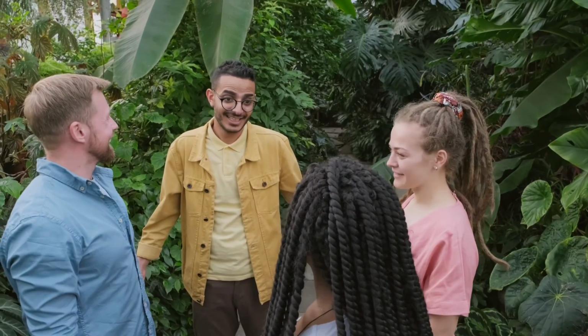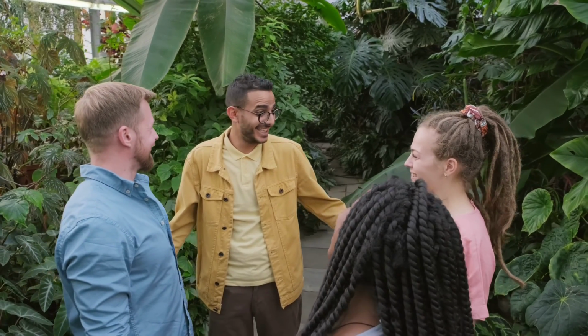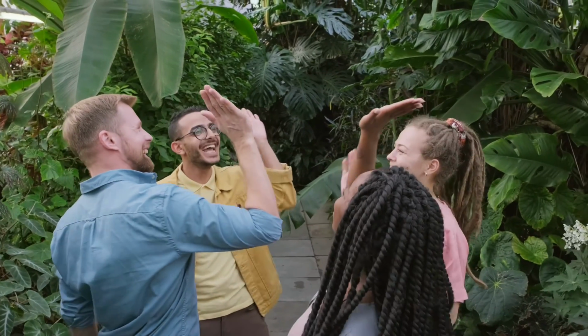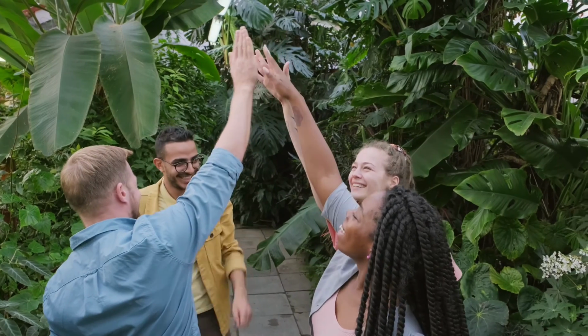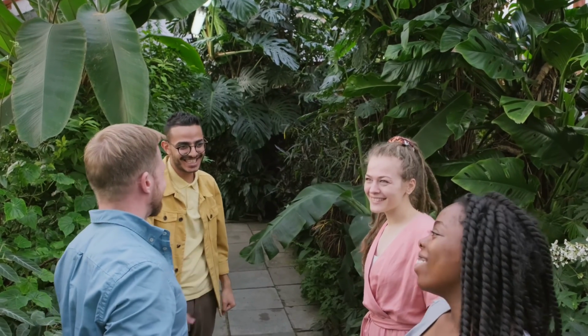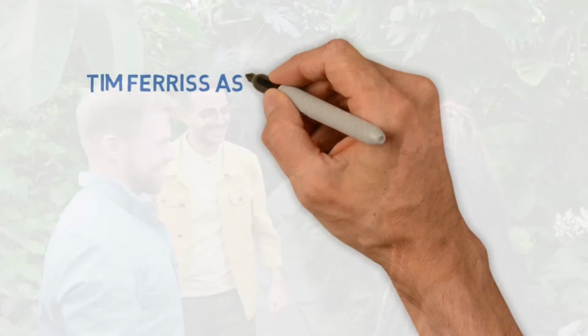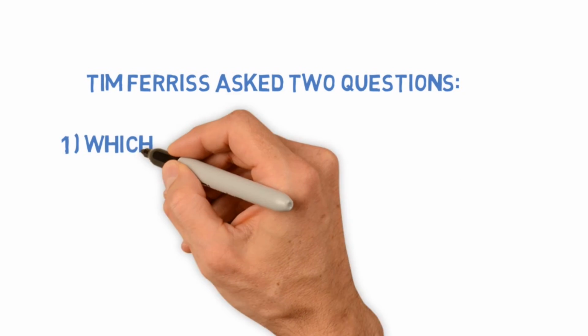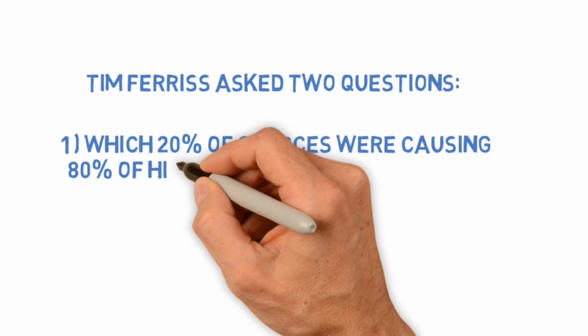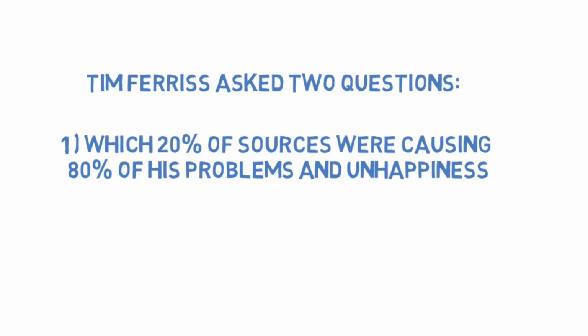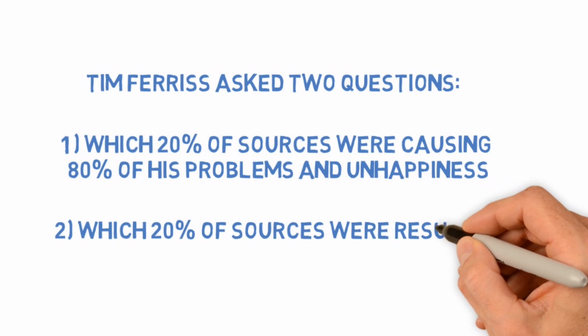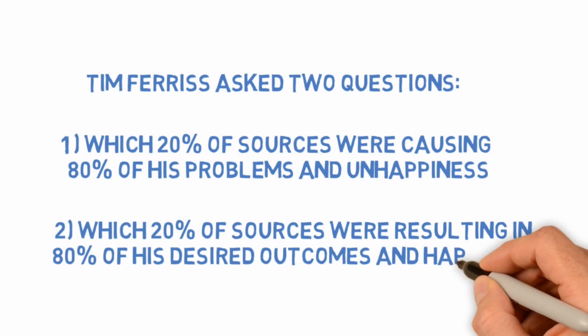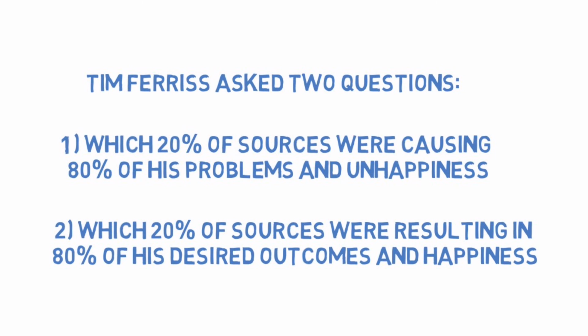However, what I like about the 80-20 principle is that it can be used for any area in your life. In his book, The 4-Hour Workweek, Tim Ferriss talks about how he dissected his business and personal life through the lens of 2 questions. The first question was, which 20% of sources were causing 80% of his problems and unhappiness, and the second was, which 20% of sources were resulting in 80% of his desired outcomes and happiness.